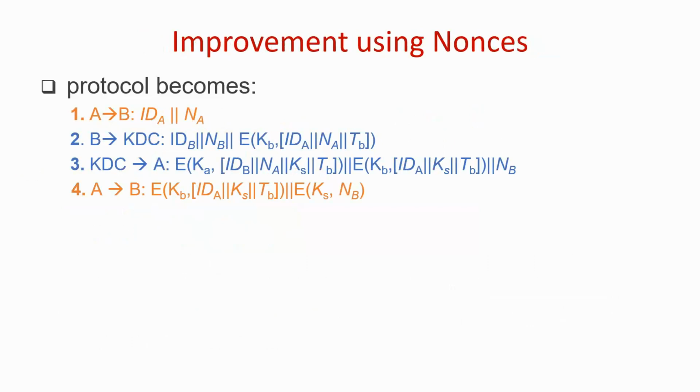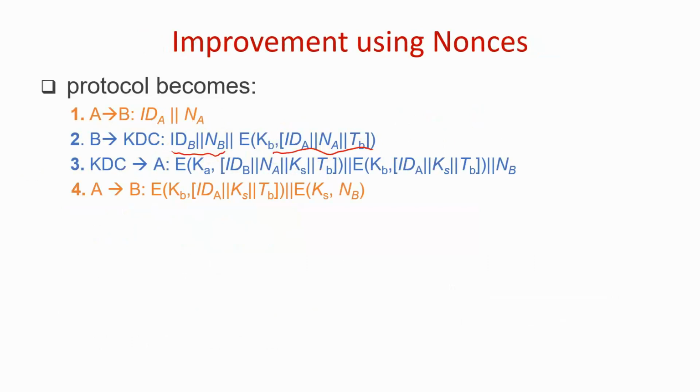So we start with A sending to B, not to the KDC. So it sends the ID of A and the nonce that A generates. And now B will not respond back to A, but rather it will respond to the KDC directly. So it will send to the KDC the ID of B and a new nonce, NB, and it will send something encrypted with KB. This something is the ID of A, the nonce that A has sent to B in step 1, and a timestamp or a period of validity for that ticket.